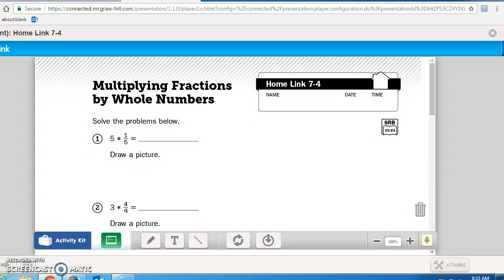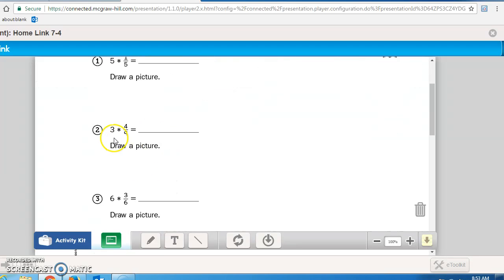Your final assessment or assignment for this lesson is Math Masters page 269. Again, go get it out of the file folder. It says, solve the problems. 5 times 1/5. So you need to write the answer for that and draw a picture. Number 2, 3 times 4 ninths. Write the answer for this problem, and then draw another picture.